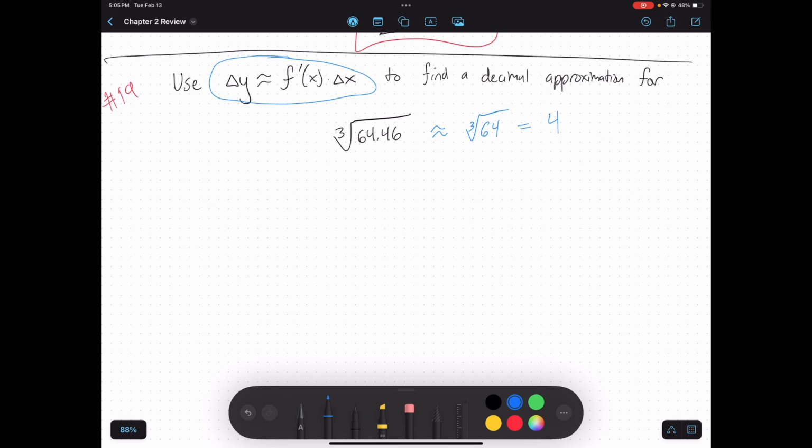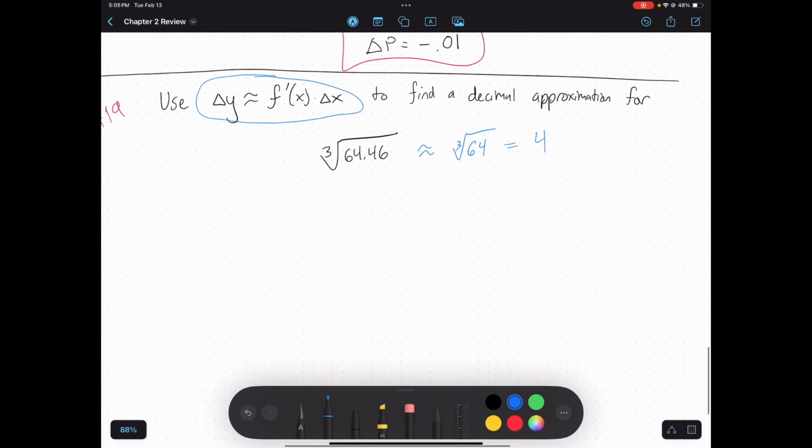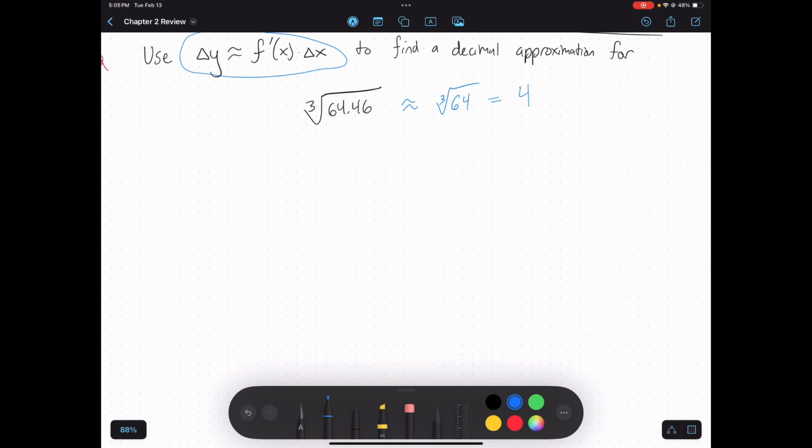So with that in mind, what I can do is come back to this idea that we just talked about, and I'm going to let x equal 64. Why do I want x to equal 64? Because if I cube root 64, I get a nice clean number. 64 is a perfect cube, and it's a perfect cube that's close to the number that I'm trying to approximate.